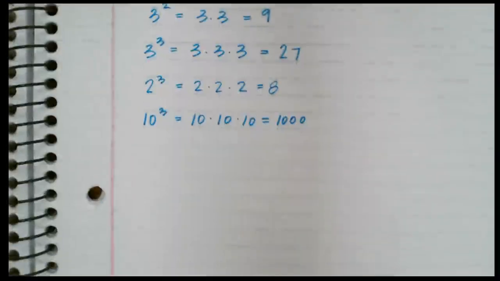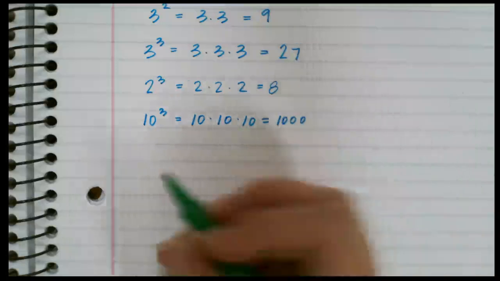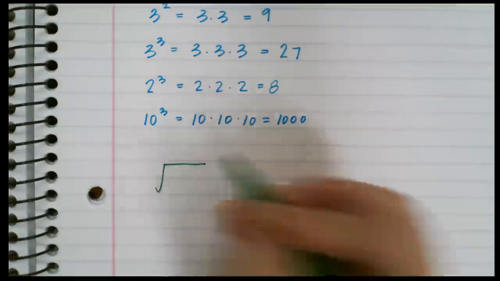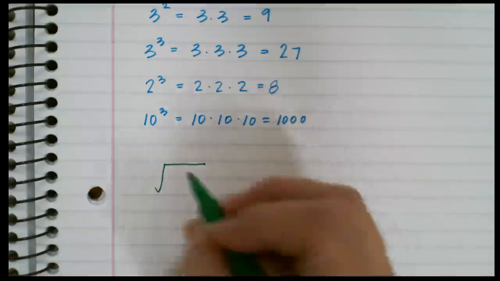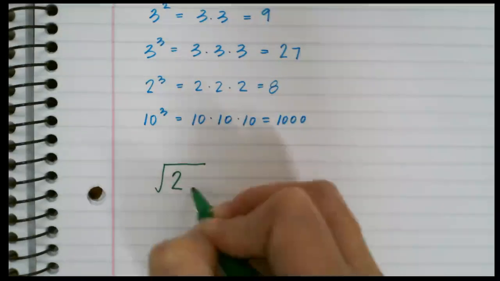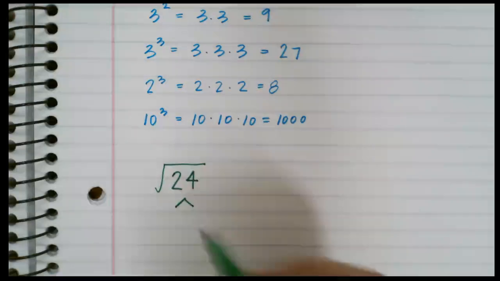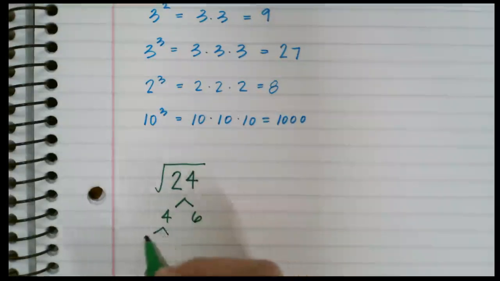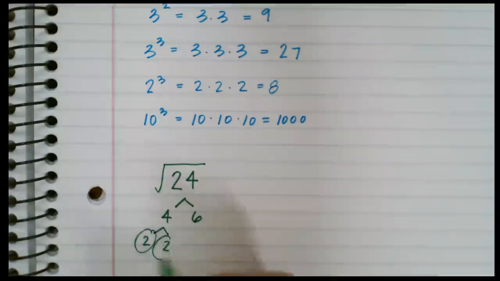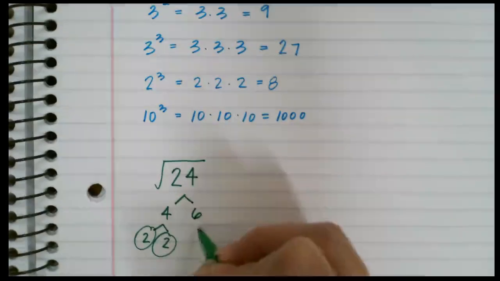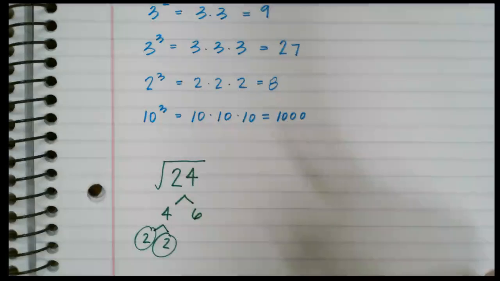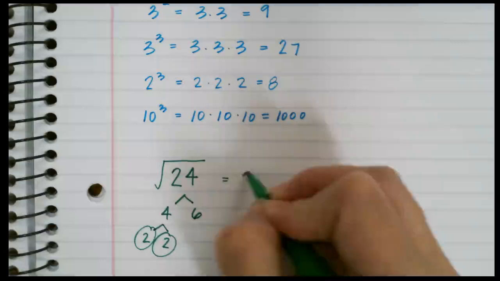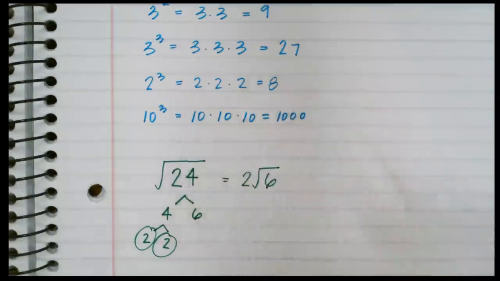For example, when we do the square root of, let's just say 24, and we break this down, maybe 4 and 6, then we know this will give us a pair of 2s right there. And if we broke down 6, it's not going to give us a pair of anything. So in the end, this one is going to be 2 root 6.